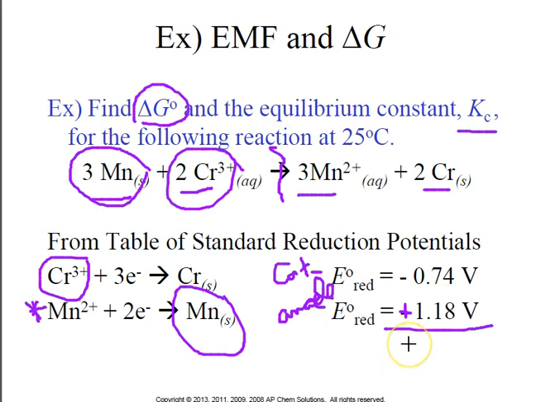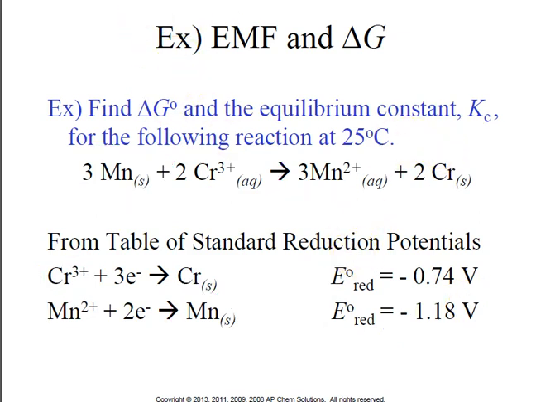And the difference between those two is, I believe, 0.44 volts. And it is positive. So my voltage turns out to be positive, so I know that this is thermodynamically favorable. So I can say that my delta G is going to be negative and my K is going to be greater than 1. Okay, all those kind of run together. Now what we need to do, though, is actually find delta G and find K. Right, so let's go through each of those equations.